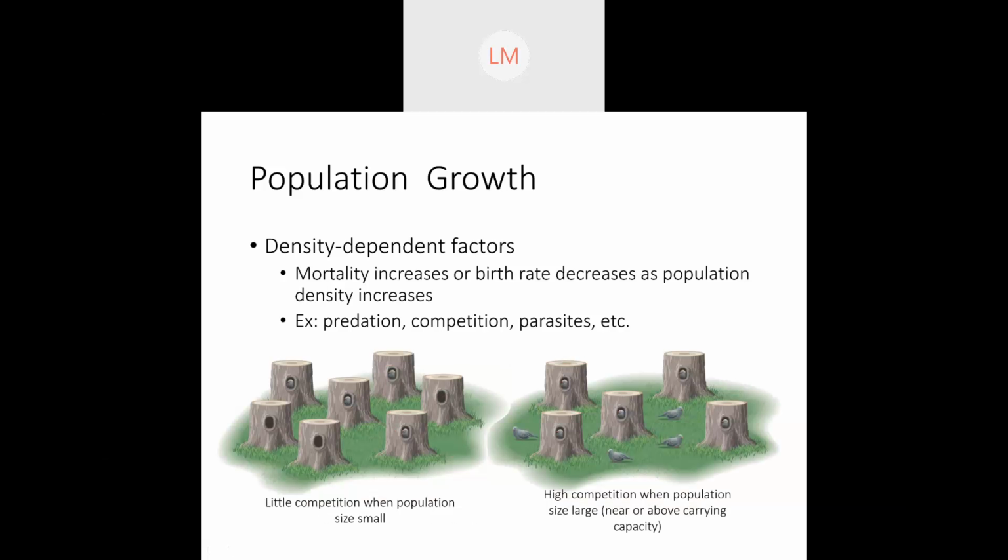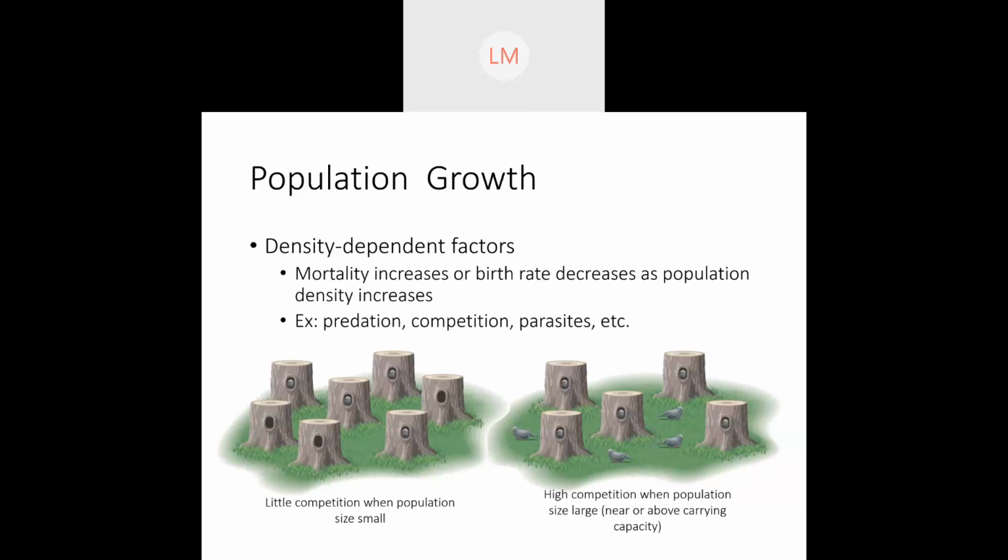Here's another visualization of this density dependent factor. So let's say we've got this bird species that lives in hollowed out tree trunks. So when we have this number of tree trunks in a population, if the number of birds is less than the number of trees, each bird has a little house, right? There's not a lot of competition. All the birds are nice and safe when the population is small.